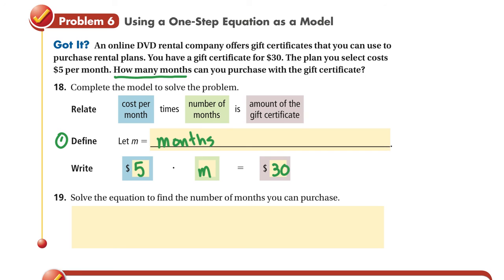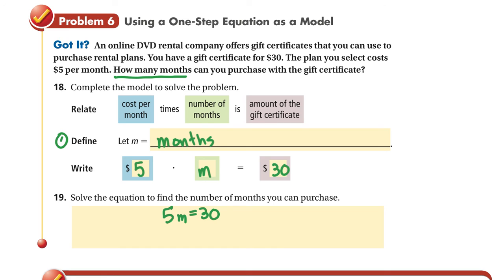is $30, okay? Because if the plan I have costs $5 a month, 1 month costs $5, 2 months costs 10, 3 months costs 15. So it's 5 times M is my expression on that side. So my equation is really 5M equals 30. So if you think about it, it's 5 times M equals 30.